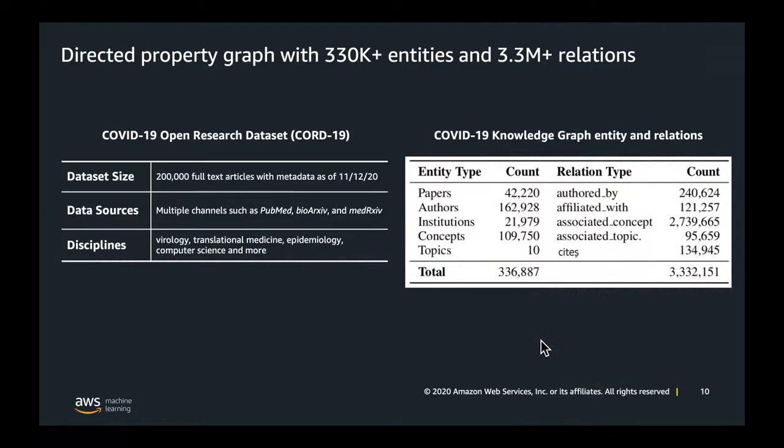It comes from multiple sources, such as PubMed and bioRxiv, and covers many disciplines: virology, translational medicine, computer science, etc. What we're able to do with this dataset, and the data model behind the CKG, is that we have 5 main entity types, as you see on the right. We have papers, authors, institutions, concepts, etc., and that encompasses the over 330,000 entities. And we have 5 main relation types, which ultimately create 3.3 million relations in the graph.